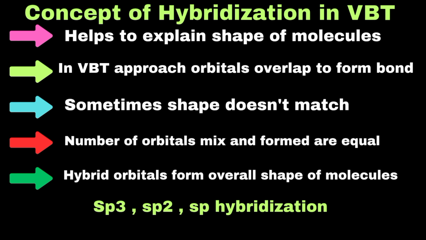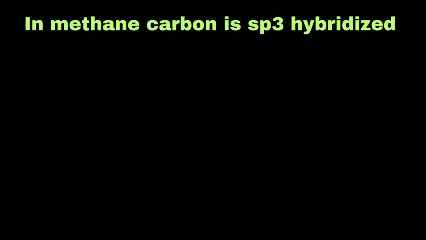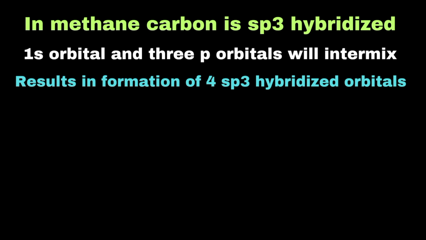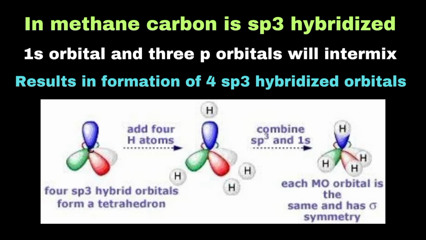In case of methane, carbon is sp3 hybridized, so here one 2s orbital and three 2p orbitals will intermix. These orbitals mix to form 4 sp3 hybrid orbitals. The 4 sp3 orbitals arrange themselves in a tetrahedral shape with bond angles of 109.5 degrees. In this case, each hybrid orbital forms a sigma bond with a hydrogen atom.